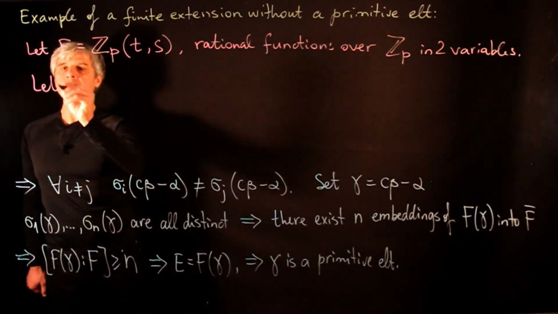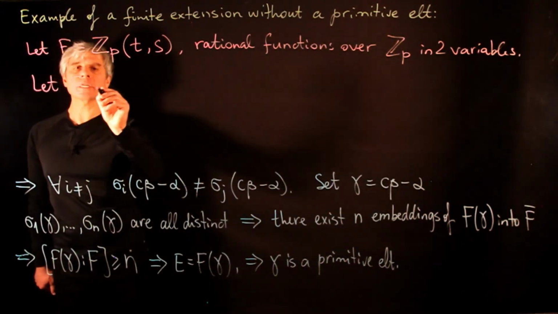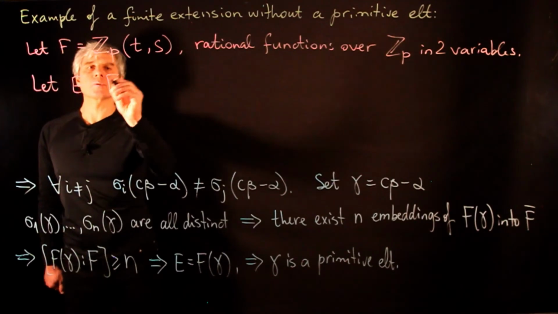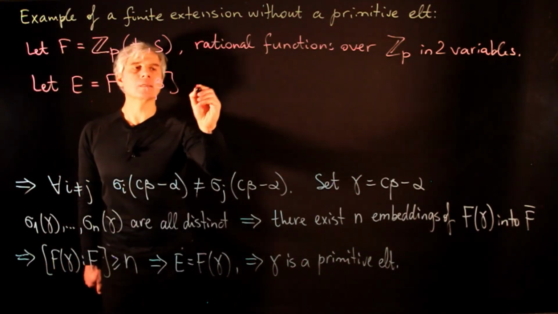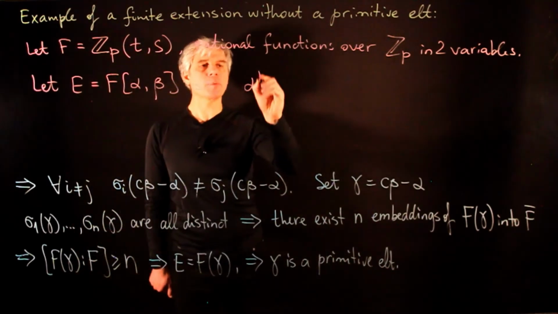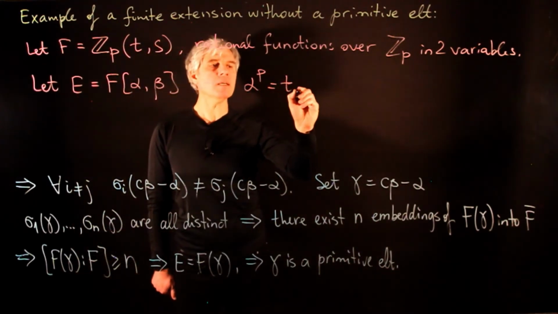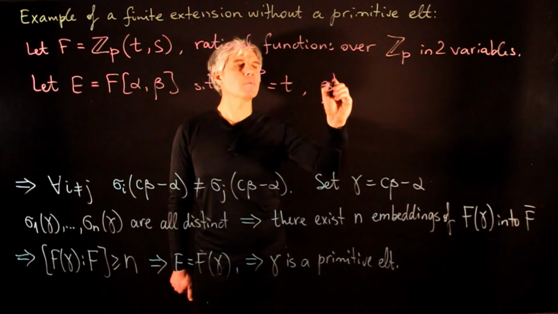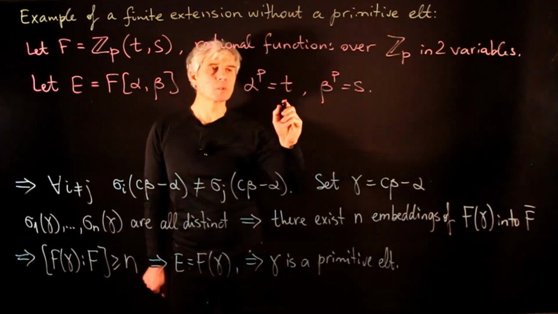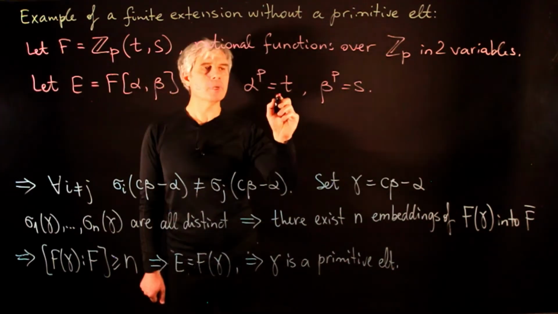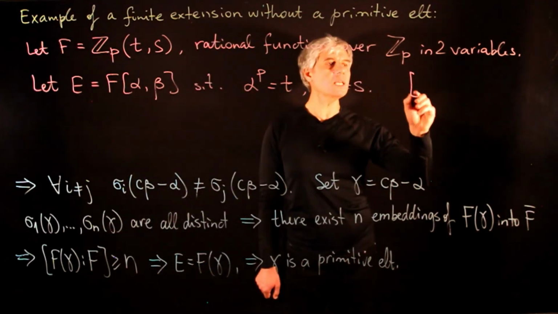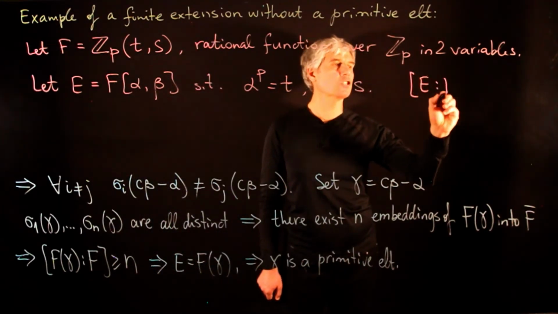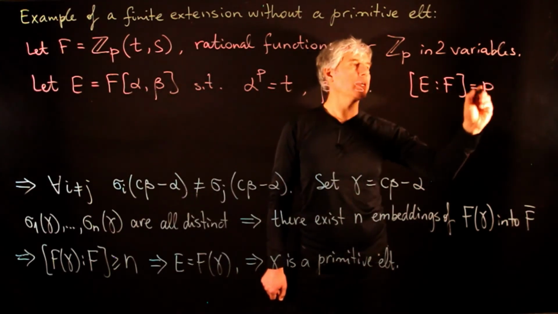And let E be the following extension of F. So we adjoin two elements, alpha and beta, such that alpha to the power of p is equal to t, and beta to the power of p is equal to s. So we adjoin to F the pth root of t and the pth root of s. It is easy to see that the degree of this extension is p squared.